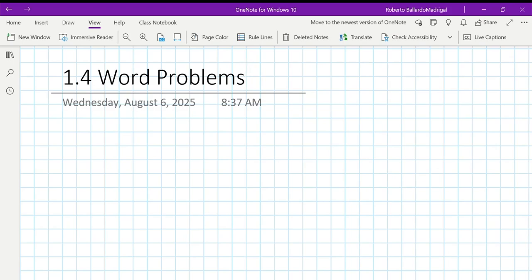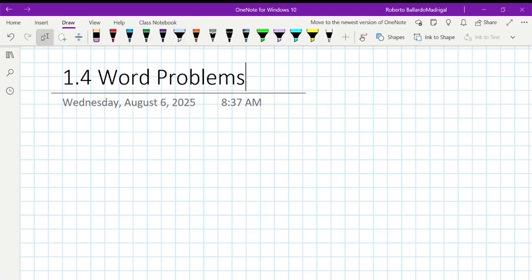Okay, so section 104 word problems. Here is your first example. Please go ahead and write this down. It says the following. Actually, I think I'll type it out for you guys. It probably will be easier.